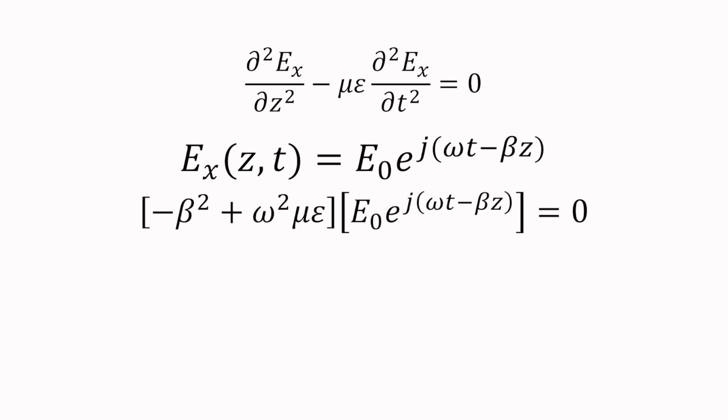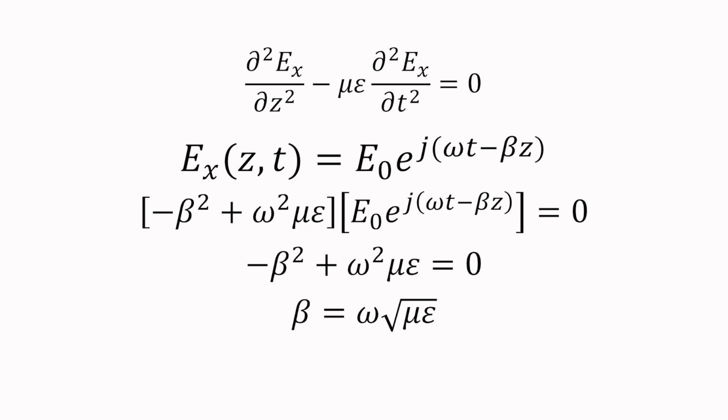Plugging our general solution into our differential equation, we see that E naught times the exponential term equaling 0 is not an interesting or useful solution. So we factor it out, set the remaining terms equal to 0, and see that the wave number beta equals omega times the square root of mu epsilon. We will come back to this shortly.